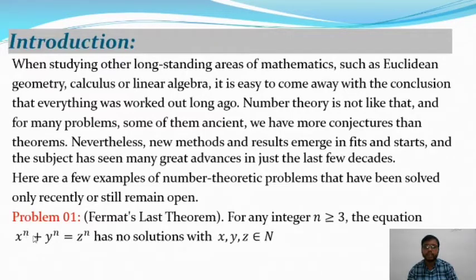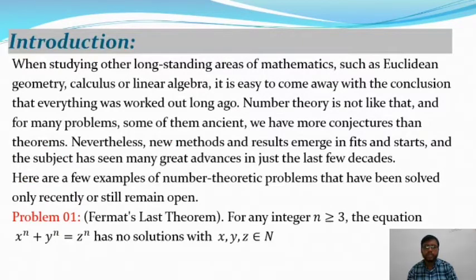That is, x to the power n plus y to the power n is equal to z to the power n. This is called Fermat's Last Theorem. This equation has no solution with x, y, z belonging to the set of natural numbers, and n is always greater than or equal to 3.